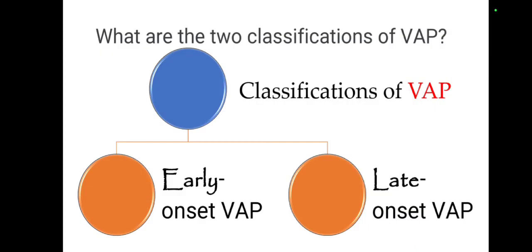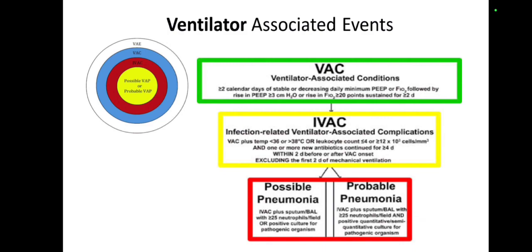Infection-related ventilator-associated complications: we add to VAC, ventilator-associated conditions, a temperature less than 36 degrees or fever more than 38 degrees, or leukocyte counts less than 4,000 or greater than 12,000 cells per cubic millimeter, and one or more new antibiotics continued for more than 4 days within 2 days before or after ventilator-associated condition onset, excluding the first 2 days of mechanical ventilation. We have possible pneumonia and probable pneumonia.